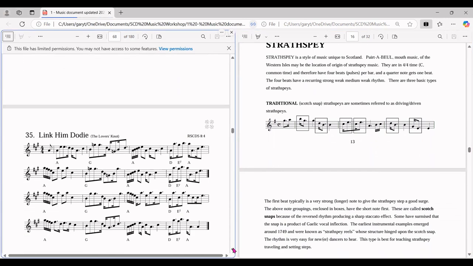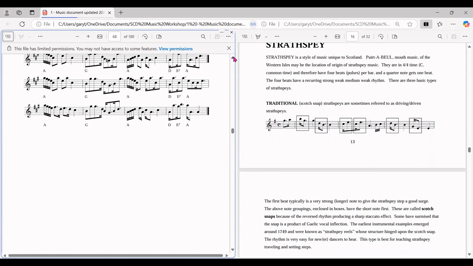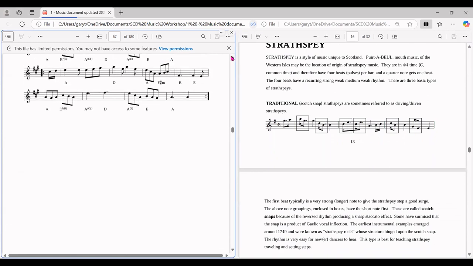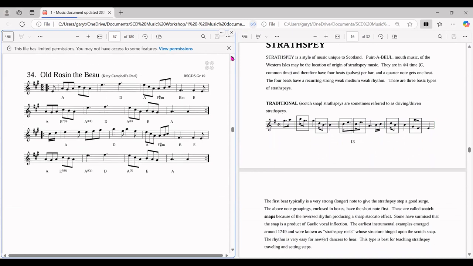There is one question in the chat now. Okay. And the question is from Colleen. Would musicians then stick to one particular type of jig for each dance? Typically within one dance, you'd stick with this one type.